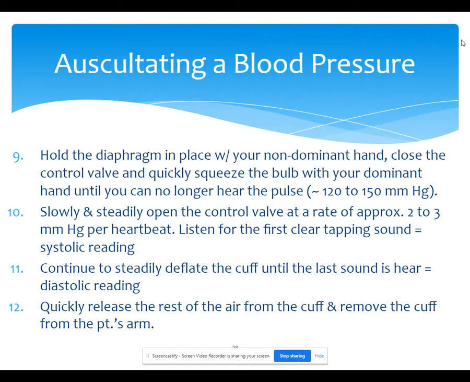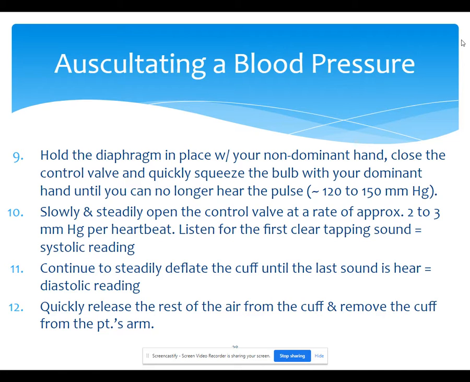Now, holding the diaphragm in place, you're also going to close the valve of the blood pressure cuff and squeeze it up to approximately 150, so you can no longer hear the pulse in your stethoscope. So you're going to look at the sphygmomanometer dial, and you're going to pump it up to 150. If you're pumping and it keeps going back down, that means you need to tighten the knob. Just turn it the other way, all the way, and then when you start squeezing again, it should go up to 150.